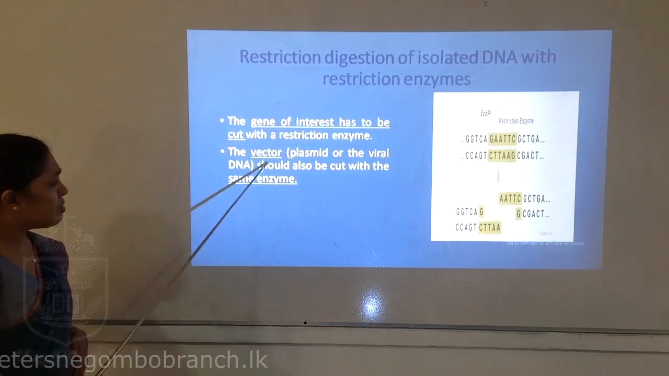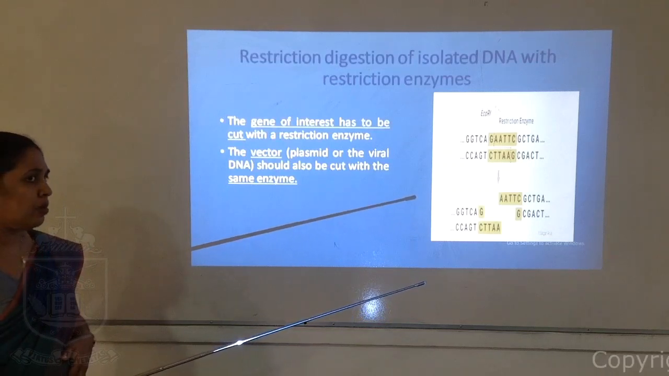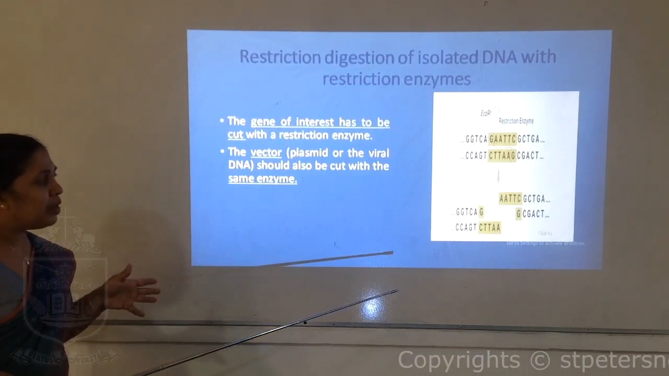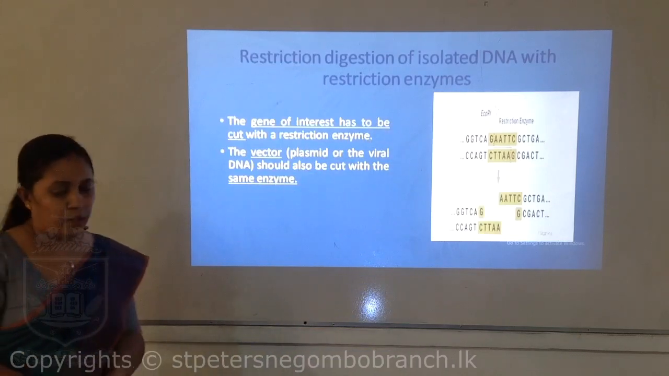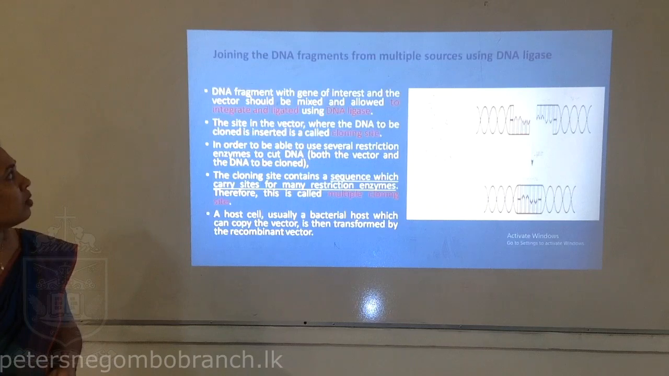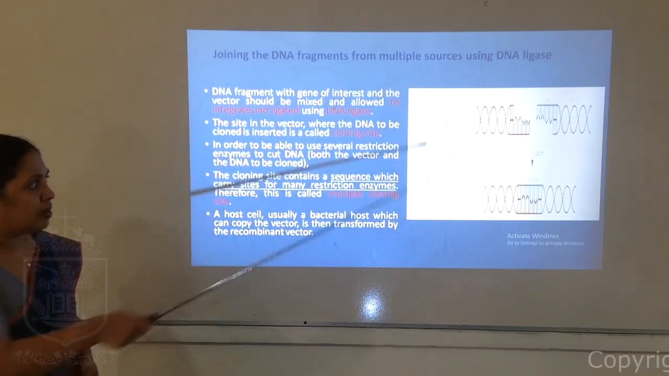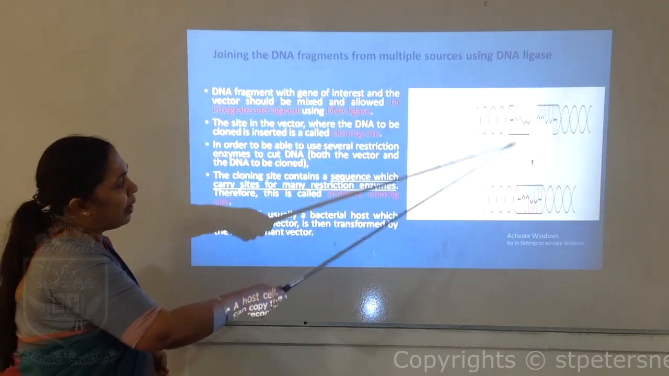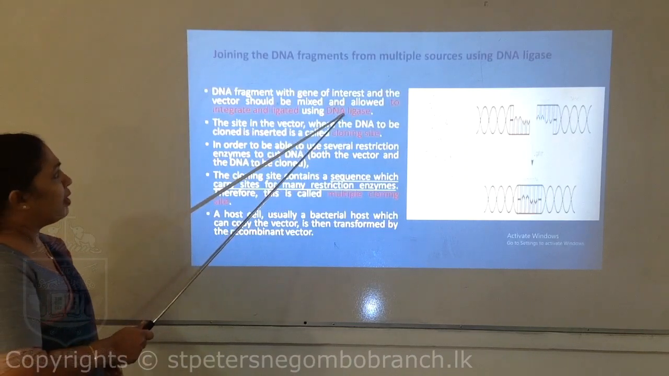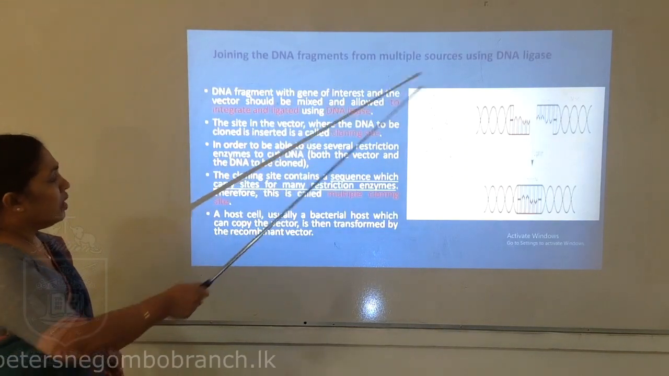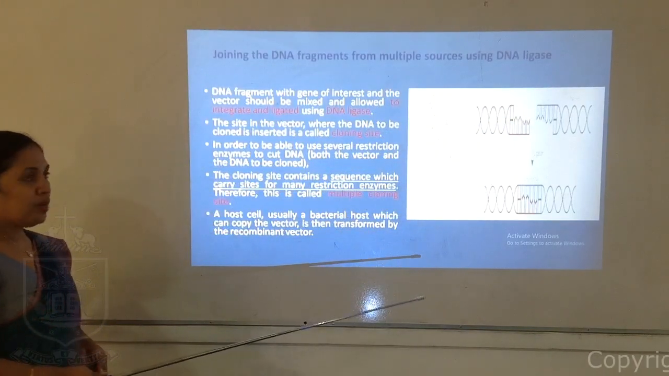The gene of interest as well as the vector use the same restriction enzyme, because they should have the same nucleotide order to stick with each other using ligase enzyme. Those cut ends are known as sticky ends. These are sticky ends. Now they are ligated here. The enzyme is DNA ligase. So DNA fragments from different sources are integrated using DNA ligase.